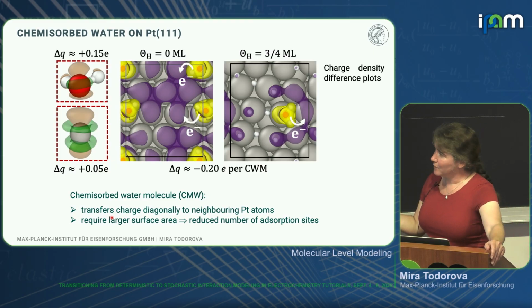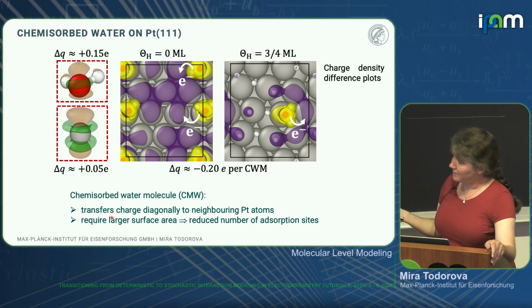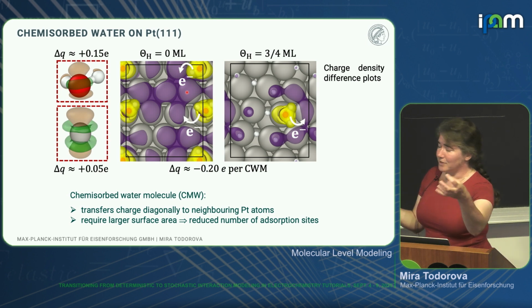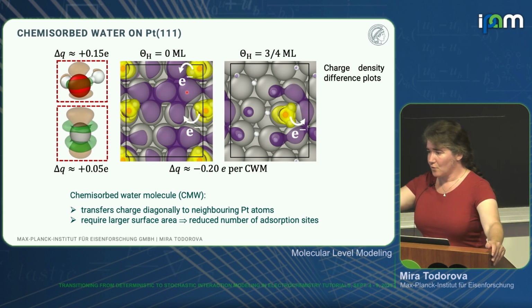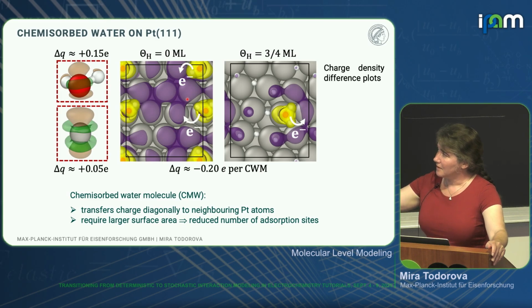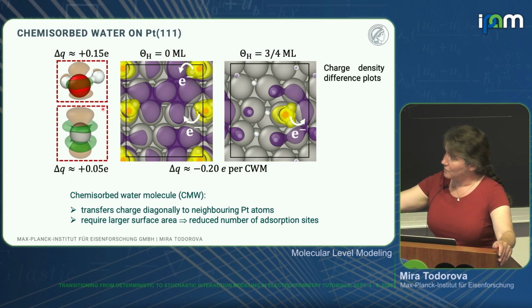What happens when we look at the surface is actually something different. We see that both the platinum and the water actually lose charge. They give electrons to the surrounding water molecule. So this is a picture if I just have water adsorbed on the surface. The purple color is where an electron will go to, and the yellowish color where the electron is coming from. And you can see that each water molecule that sits on the surface and the platinum below it, because it also loses charge, distributes this electron to platinum atoms that are around it.